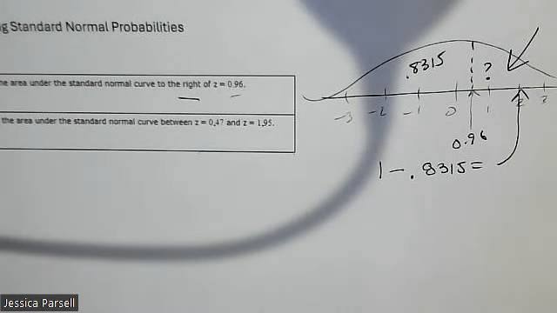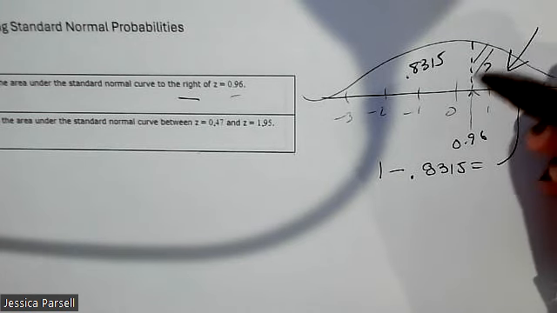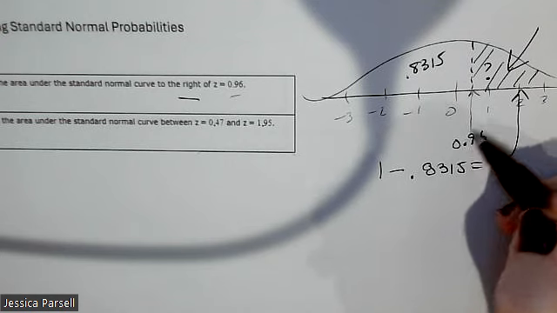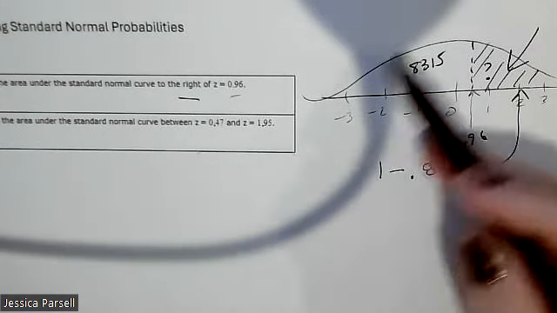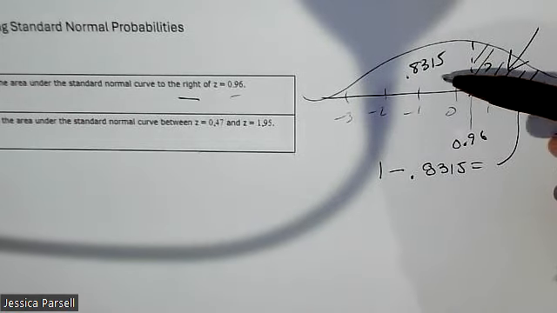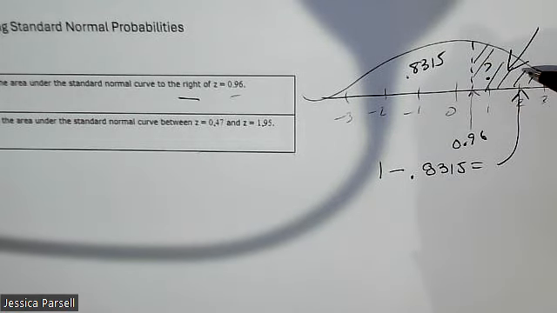All right, so I sketched it out. It looks like they're looking for the area to the right of this, but we know that the z-score chart is going to give us the area to the left. We know the whole thing is 1, or think about this as 100% minus 83.15%. That'll give us this chunk.